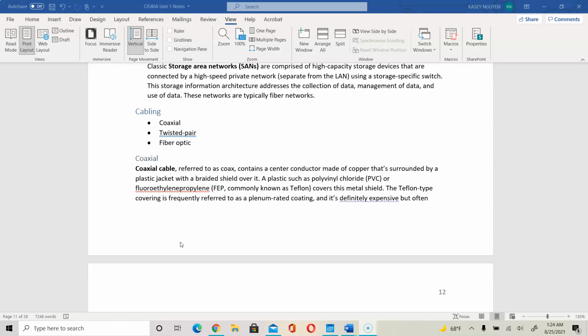So there are 3 main types of cable that we want to focus on in this particular chapter. The first is going to be coaxial, second is going to be twisted pair, and third is going to be fiber optic.